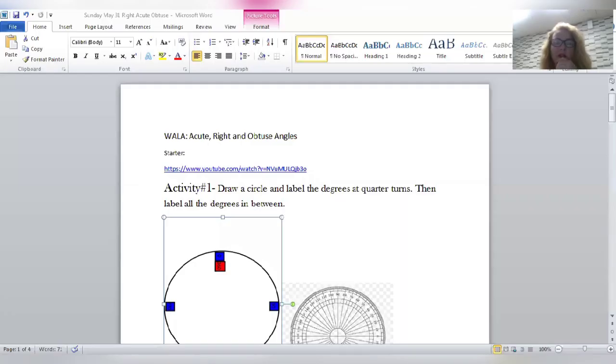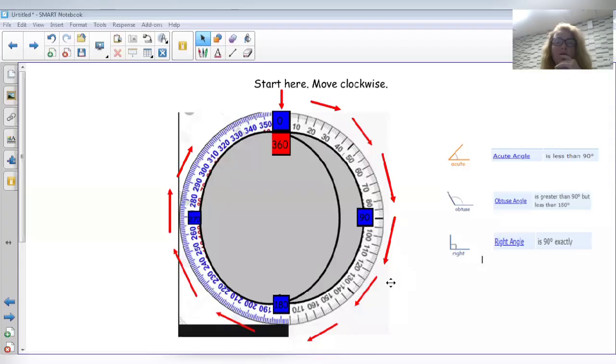Well, this is our activity that we're going to be looking at. You are going to have to label the individual degrees in increments of 10 on a circle that you draw yourself. And we'll take a look at it in another place. So let's look at it one more time. Okay, so you can see here that the 0 is at the start, at the top, where the 12 o'clock on a clock would be.